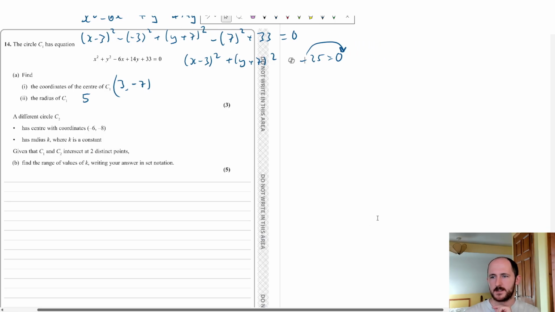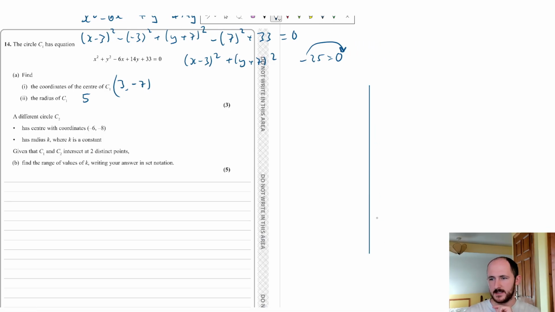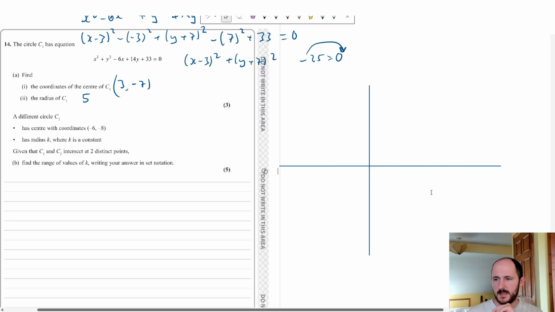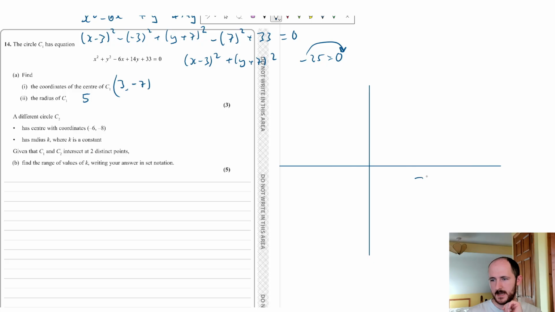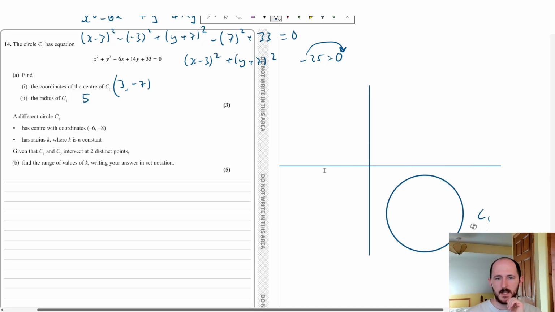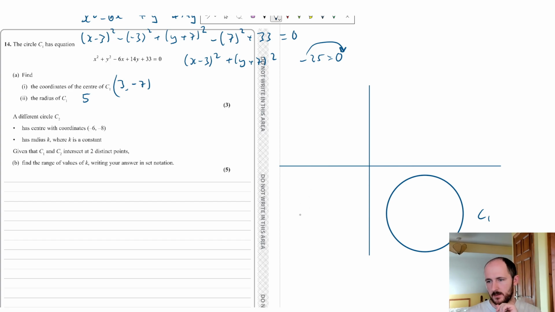So, our first circle, in fact, let's draw a big set of axes, and I can make it quite large. Come on, Microsoft, why are you doing this to me, man? That's good enough. 3 and minus 7 would be down here somewhere, and because the radius is 5, it means it's entirely in this quadrant. It's not going to touch the axes. So that's C1. And now for C2, it's minus 6, minus 8, which is, actually, you know what, I'm going to write the coordinates.